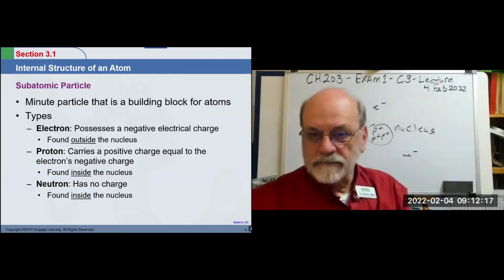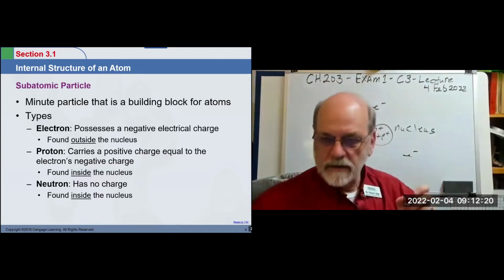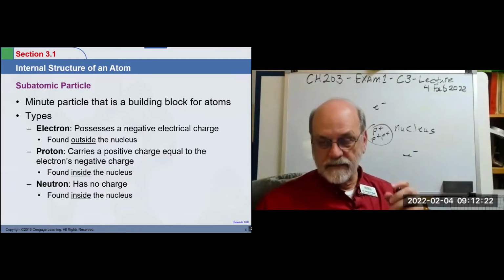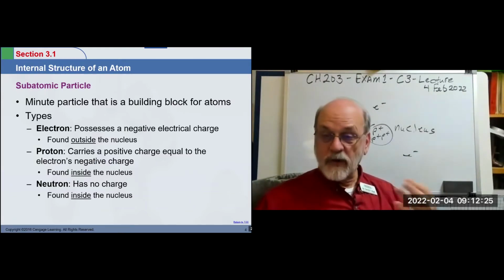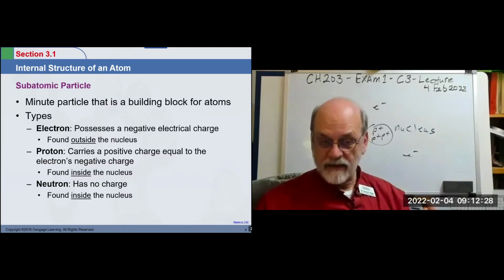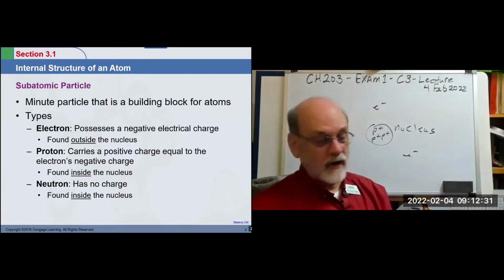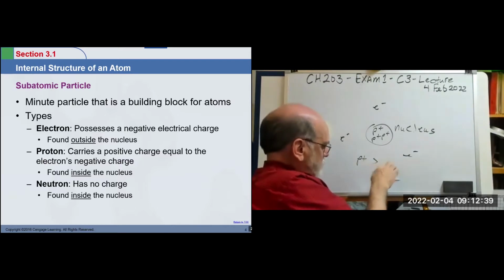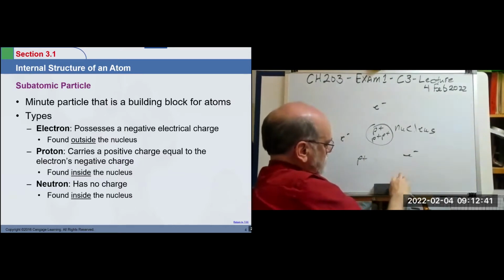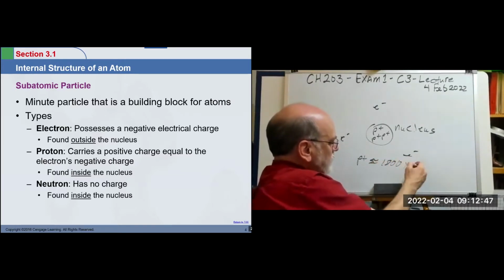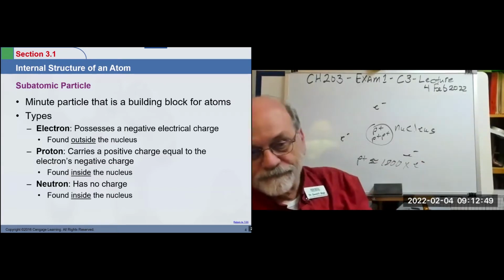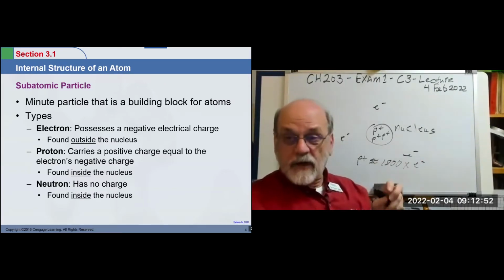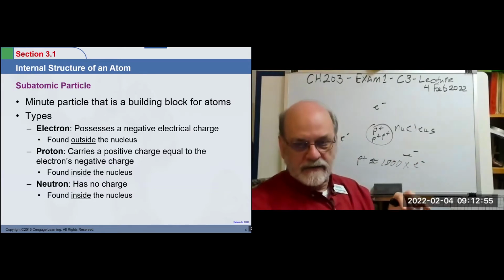And that is where most of the mass of the atom resides, in the nucleus, which means that the protons are very heavy by comparison to the electron. In fact, the proton is approximately equal to 1,800 times the mass of the electron. So even though they have equal charges, they don't have equal masses.